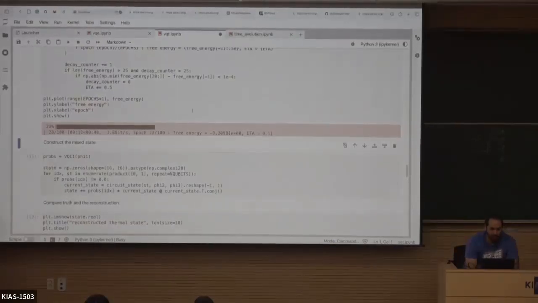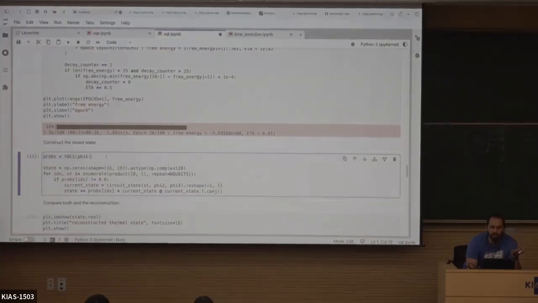Okay, let's run it and I will show you. While it's running, VQC1 was giving me the probabilities, right? I'm collecting the probabilities because I want to form the thermal state. I'm initializing the thermal state with zeros, 16 by 16, because I have 4 qubits, 2 to the power of n. And it's complex because it's an amplitude matrix.